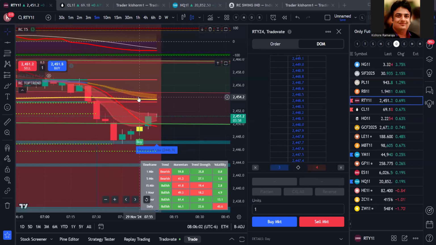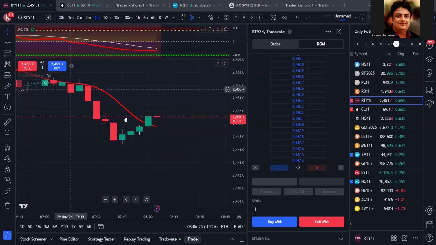Your clouds are still red, right? Momentum is still red. Trend is still bearish in 1 5 minutes. So it may go a little bit up and then again drop. So better you avoid the trade. Don't think that, oh, it gave me a buy, let me buy it. Right? Your T5 is still red.